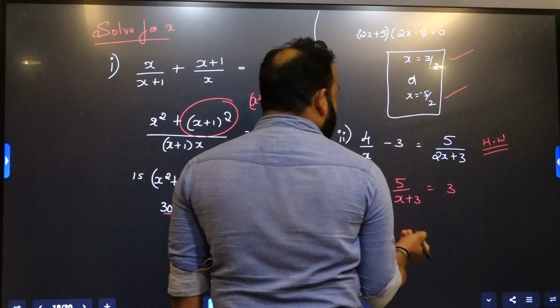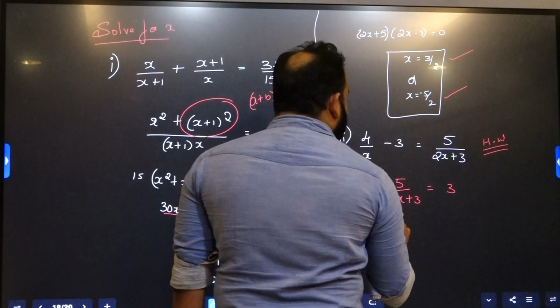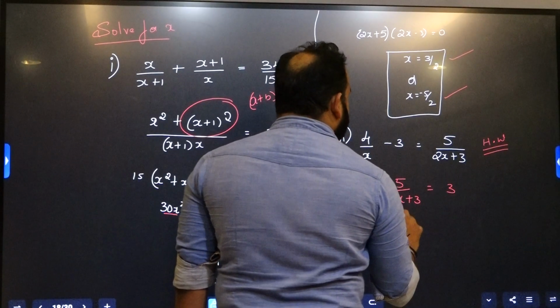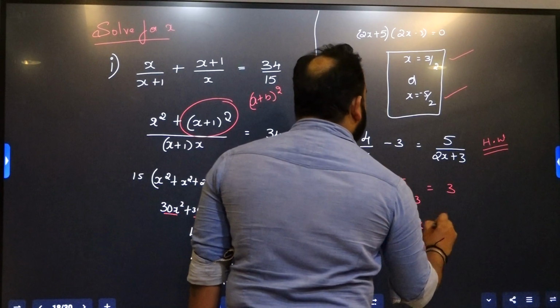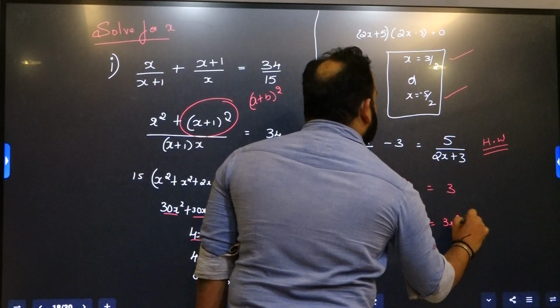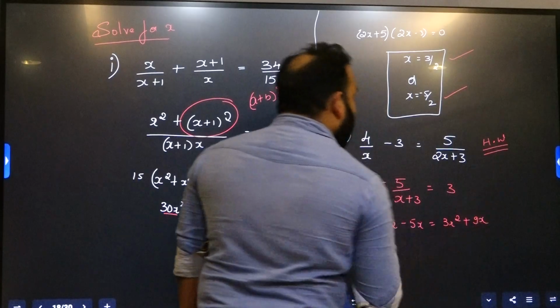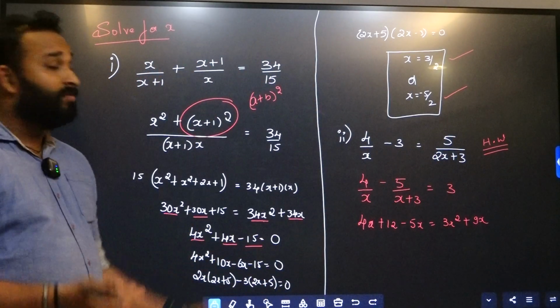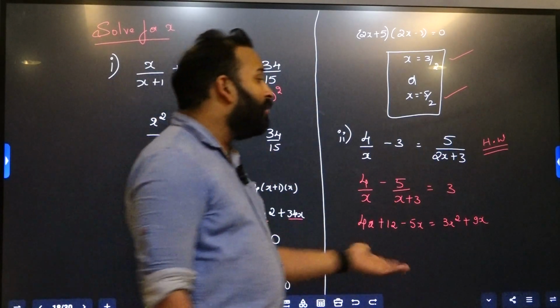It becomes 4x minus 4x plus 12 minus 5x is equal to 3x square plus 9x. This is what you get. Simplify, splitting the middle term or by using quadratic formula, you will get the value of x.